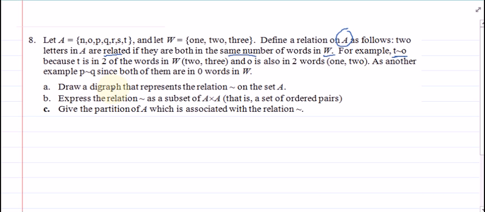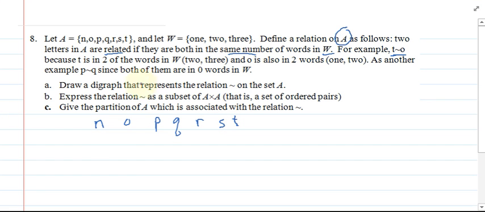So the first question was: draw a digraph that represents the relation twiddle on the set A. So it's quite clear that membership in an equivalence class depends on how many words the letter is in. So let me just list these letters: N, O, P, Q, R, S, T. And here I'm going to list the number of words that each letter is in.